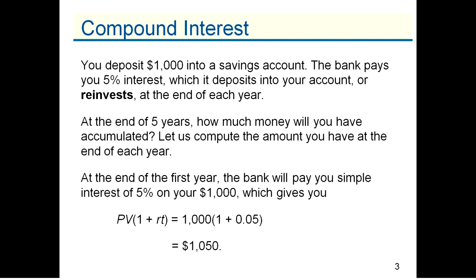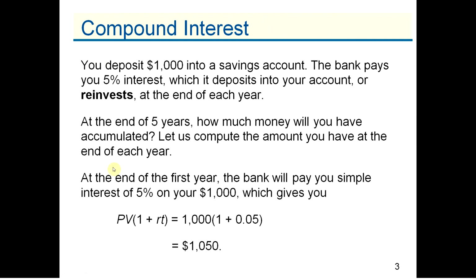It's reinvested back into the account so that not only your principal is making interest. So in this example, we're depositing $1,000 into a savings account at 5% interest. That's what we earn. It is deposited and reinvested every year. So as we earn interest, that interest gets reinvested into the account, and then the next year it will earn interest. At the end of 5 years, we're being asked how much money will we have accumulated.